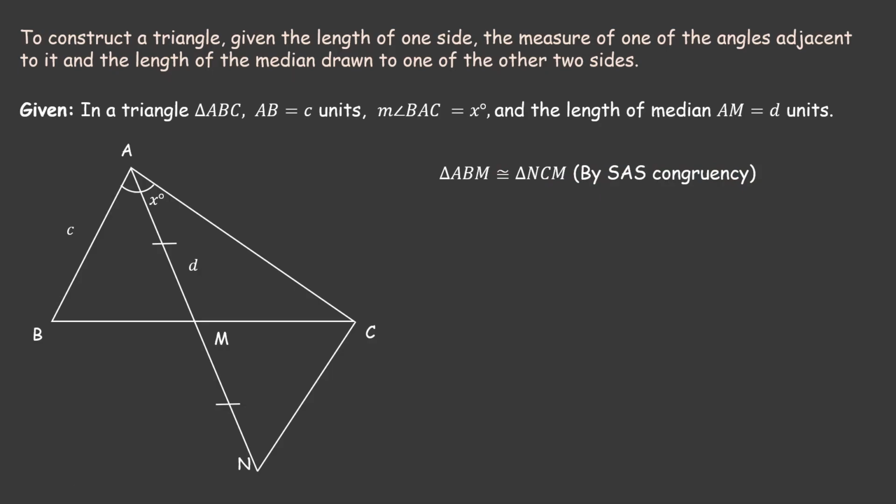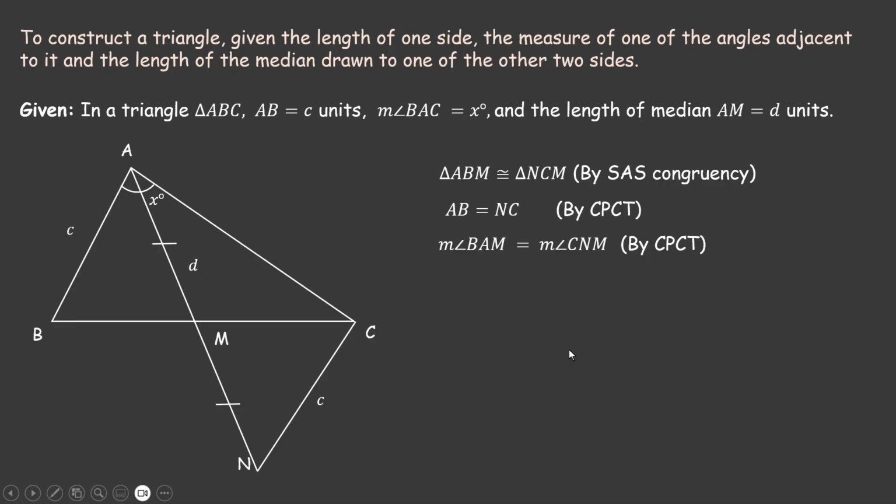Now, if these two triangles are congruent, AB is equal to NC. This is going to be C units as well. And angle BAM will be equal to angle CNM by corresponding parts of congruent triangles. So this angle is equal to this angle. Now, if you notice, these are alternate interior angles. If these angles are equal, here AN is a transversal. That means by the converse of the alternate angle theorem, AB is parallel to NC.